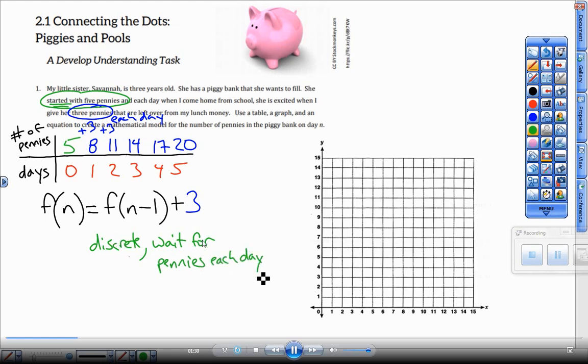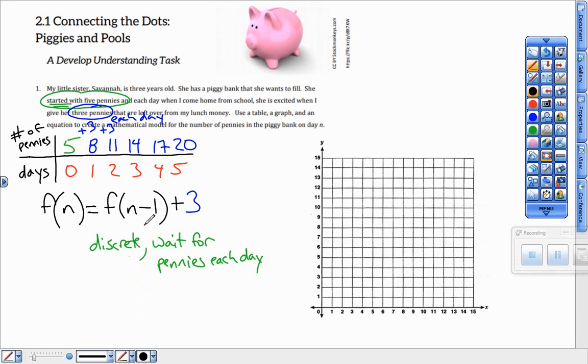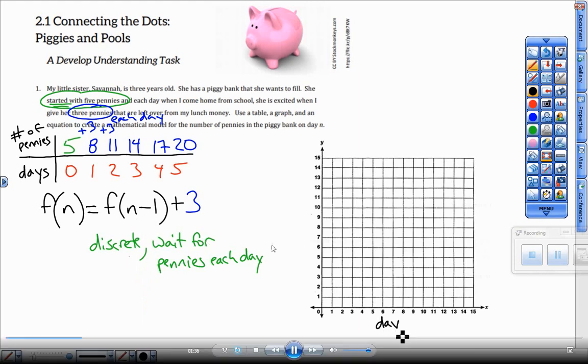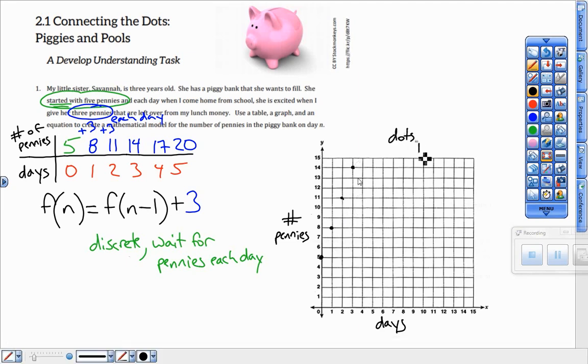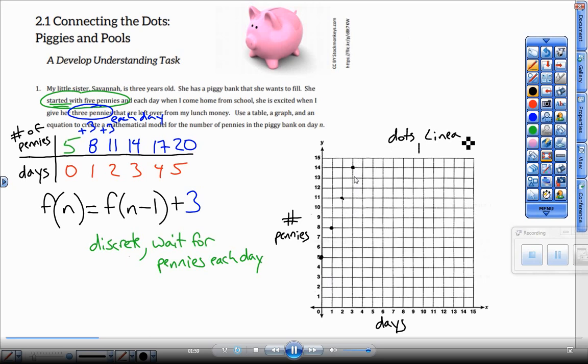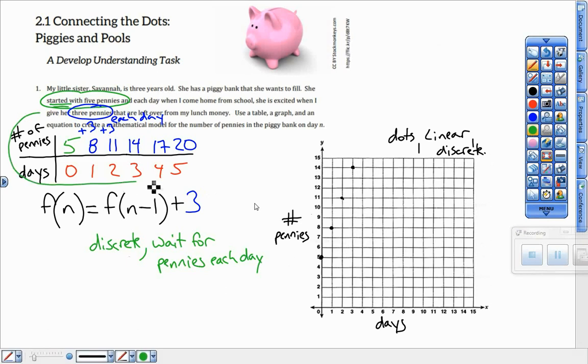All right, the first word is dot. Dot. All right, I do want you to graph this. So days on the x-axis, on the y-axis, number of pennies, using the scale 1 through 15. 0, 5 right here. 1, 8. 2, 11. 3, 14. These are just plain dots. You would not draw a line through this. These are discrete. This is a discrete pattern. There's my recursive form.